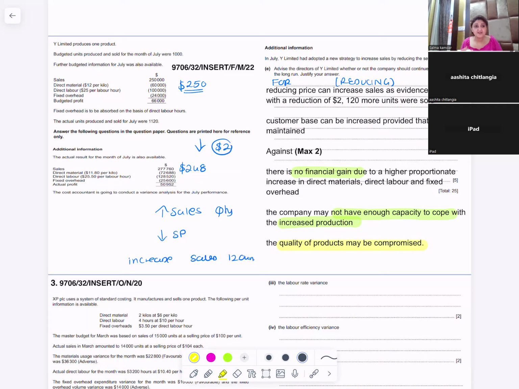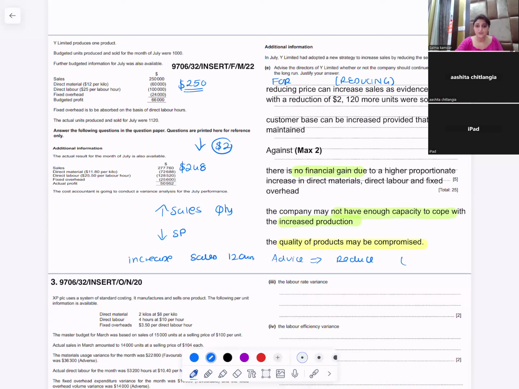So we can definitely reduce the selling price. You have to advise, and the advice gives you 1 mark. You can reduce, but you have to ensure that the quality is good, and only up to the point where there is good financial gain. Okay, so with this, we complete the Feb/March 22 paper 32 question for standard costing.